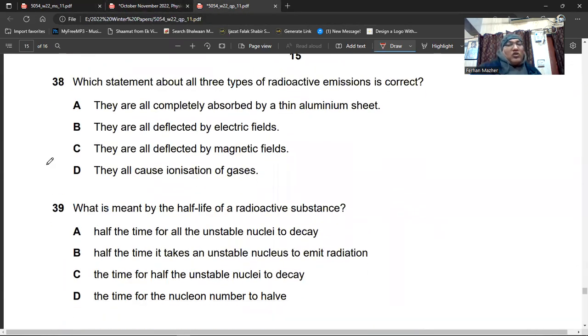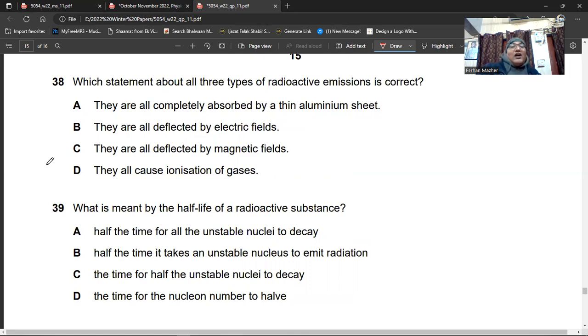Which statement about all three types of radioactive emissions is correct? They are all completely absorbed by a thin aluminum sheet. No, the gamma cannot be absorbed. They are all deflected by an electric field. No, the gamma rays are not deflected.